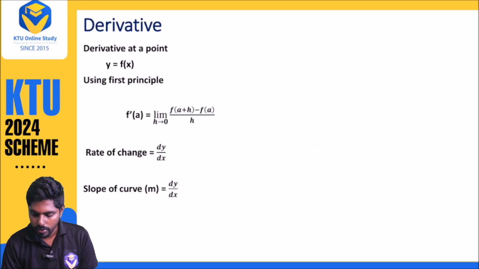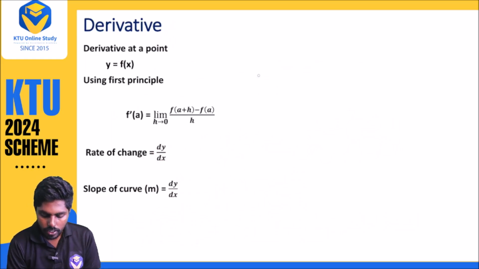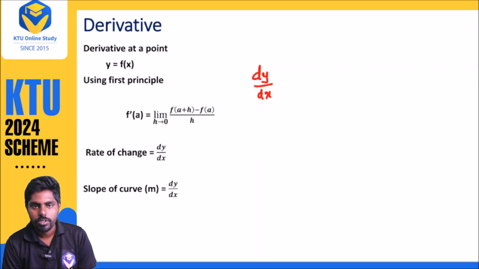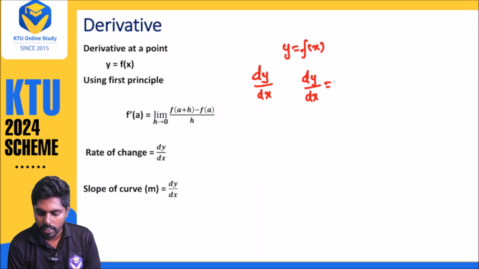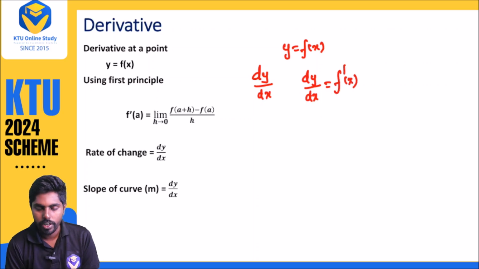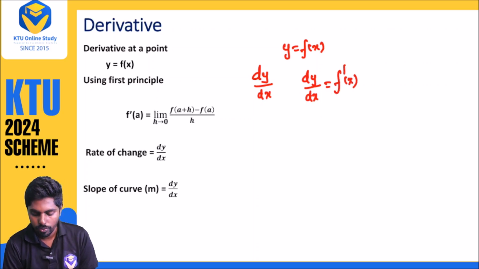So what is a derivative? A derivative is nothing but dy by dx. Everyone learned this in school life. We want to find the derivative at a point, where y is equal to f of x; that is, we want to find dy by dx, which is nothing but f dash of x.